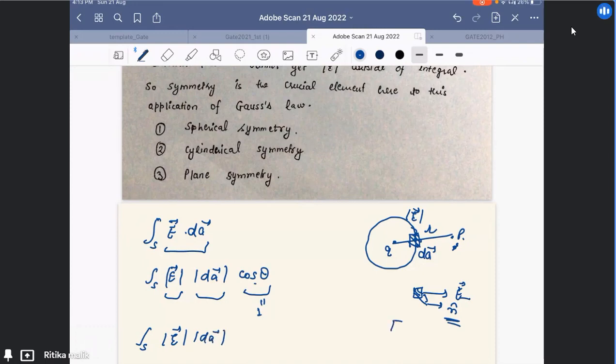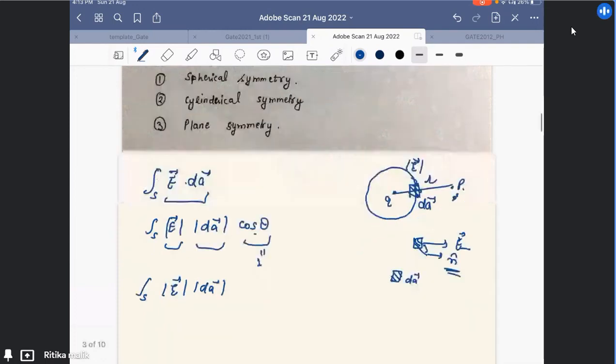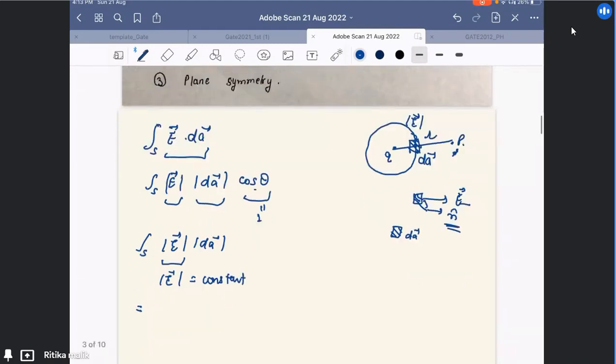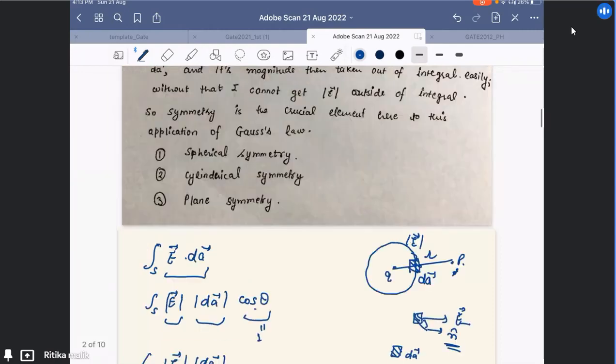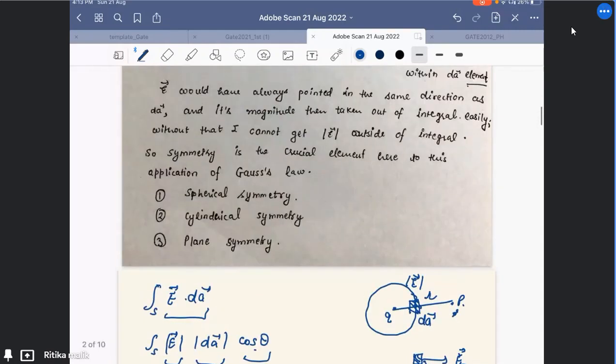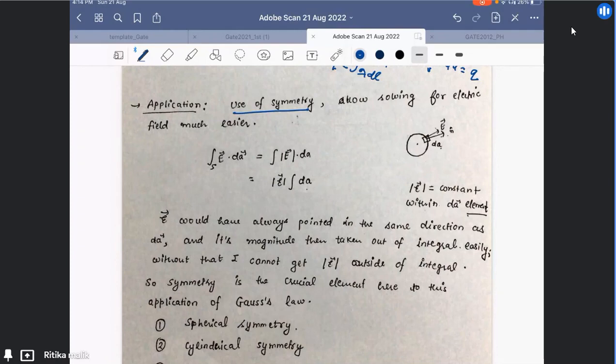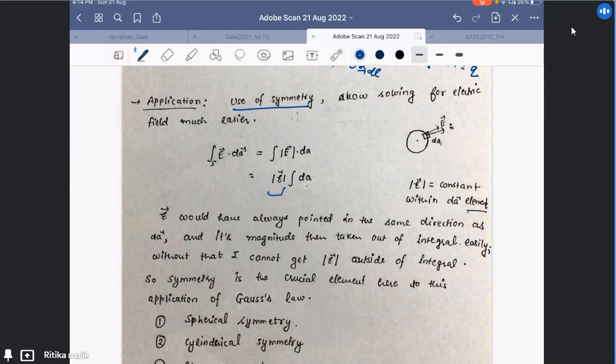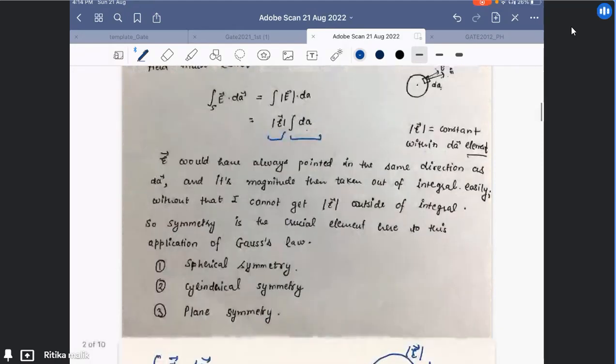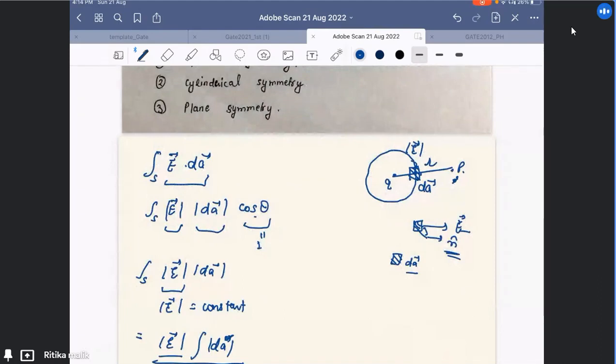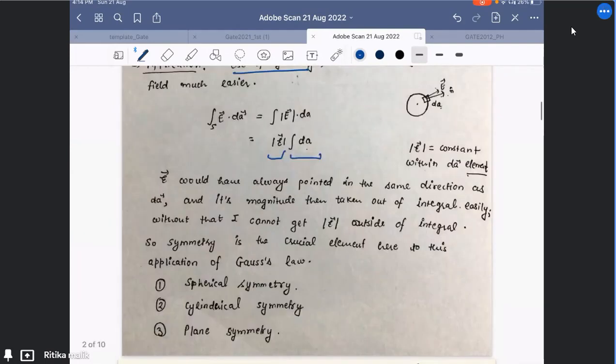And since the element we have taken here is very tiny, within that element mod E is assumed to be constant. So in all the equations in which we are trying to solve Gauss's integral, we take mod E outside by assuming that within the element it is constant, and we just integrate over dA. This is how we are going to use the symmetry property further. The basic concept will always be the same. We take a small element, take mod E outside of the integral, and integrate over dA, if E is constant. If E is not constant, then you cannot take it outside. There will be some cases in which E has some dependency, and in that case you cannot take it outside.